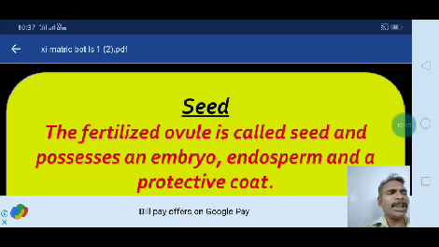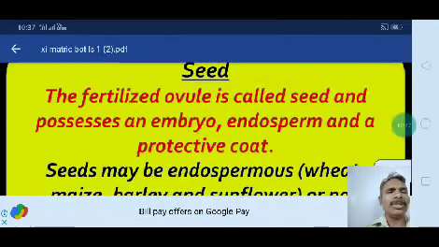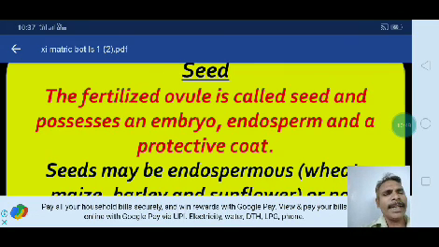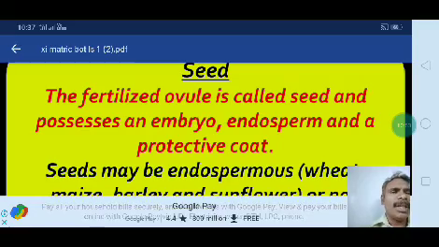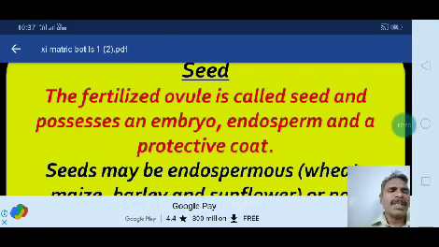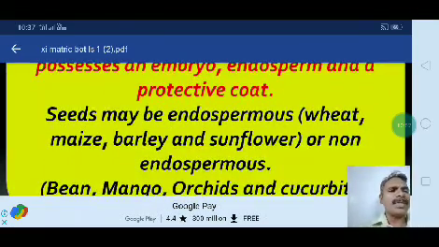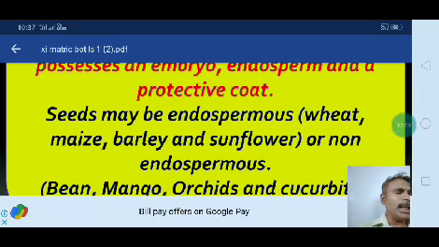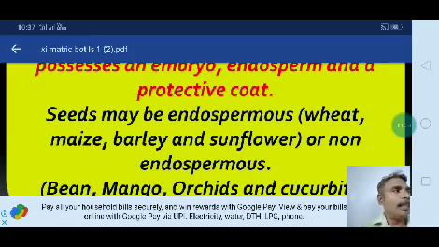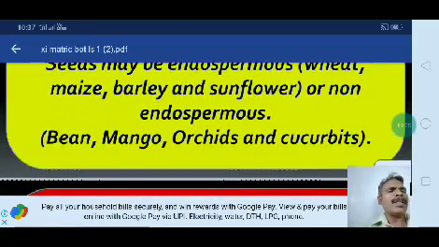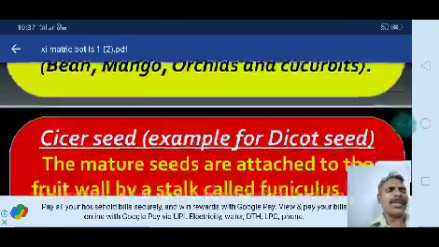The fertilized ovule is called a seed and possesses an embryo, endosperm and a protective coat. These together make up a seed. Seeds may be endospermous, such as wheat, maize, barley or sunflower, or non-endospermous, such as bean, mango, orchids and cucurbits.